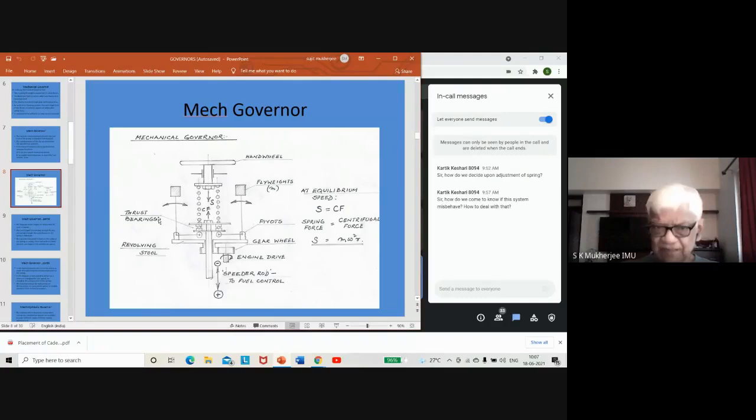So this is the principle on which all modern, up-to-date, high-tech governors will be working. This is the basic concept: flyweights counterbalancing a spring force. And whatever position it achieves, that position is the position of the fuel rack.